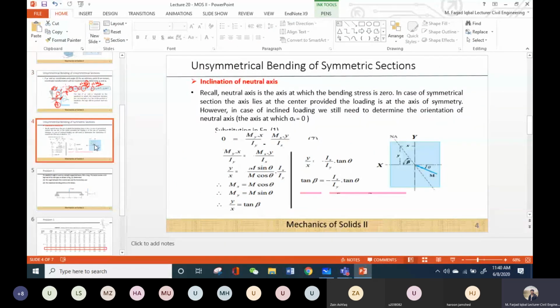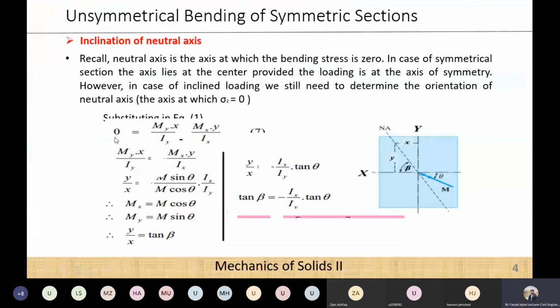In this formulation you have seen that we have assumed that the bending stress was zero on the neutral axis, and based on this condition we have computed the inclination of the neutral axis with respect to the horizontal axis. So it has nothing to do with bending moment. Neutral axis is the one on which stresses are zero. Have you got my point? Yes, sir. So is there any other question?